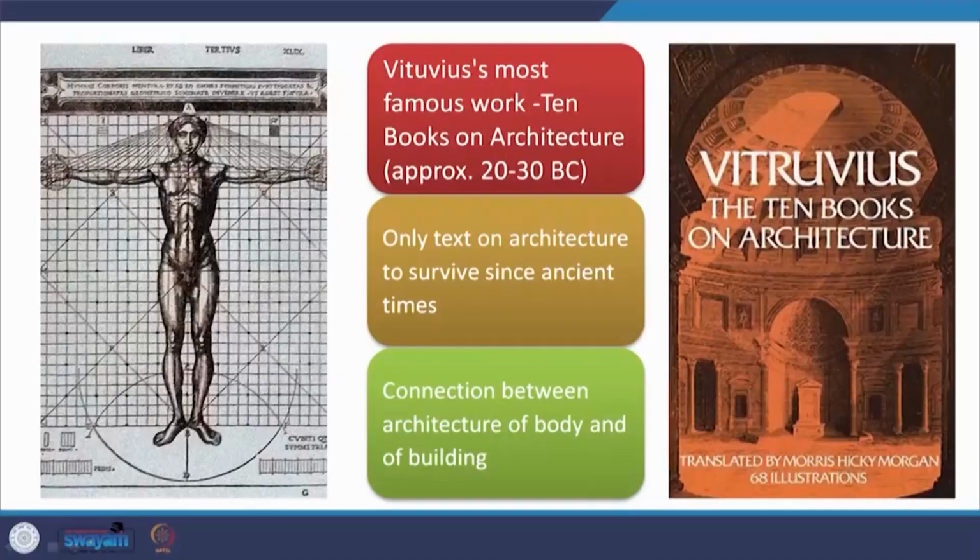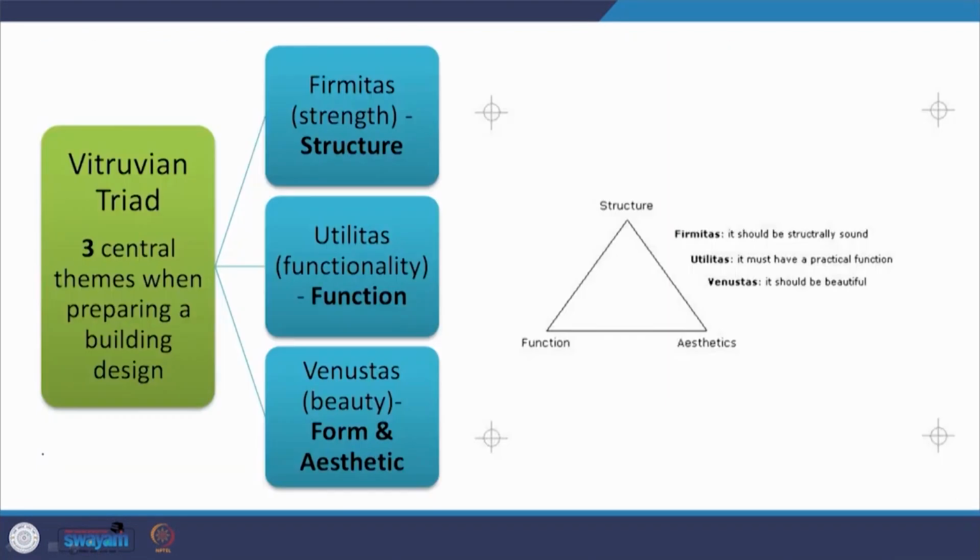Now Vitruvius, as some of you might know, was an architect and in a sense a theorist of the Roman times, and he wrote one very important volume of books called the 10 Books of Architecture. Generally all good libraries across the world have these books with them, the 10 Books of Architecture by Vitruvius. Now in these 10 books, it is the only text on architecture that has survived since ancient times, and it tells us about the connection between the architecture of the body and of the building. The most important component of the writings of Vitruvius is said to be what is written in this slide.